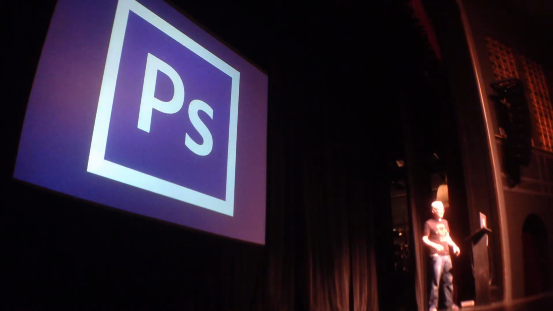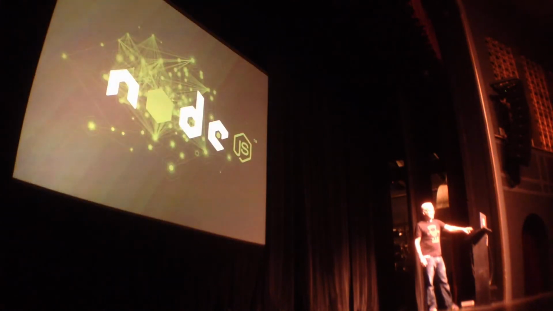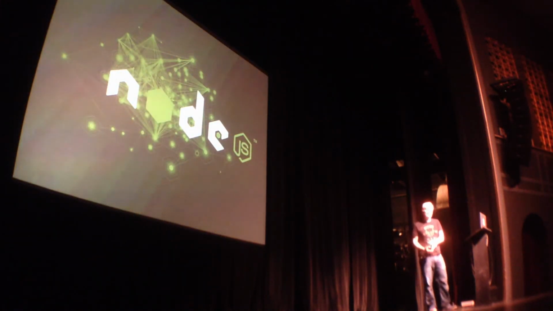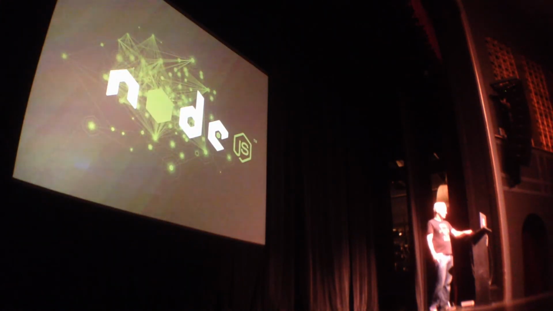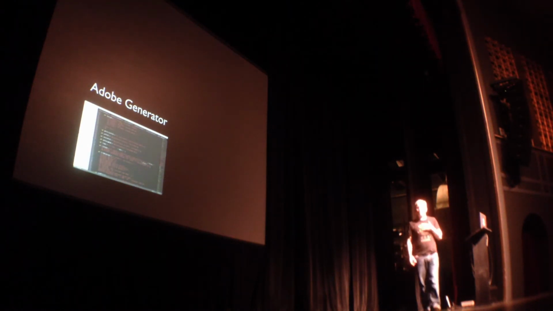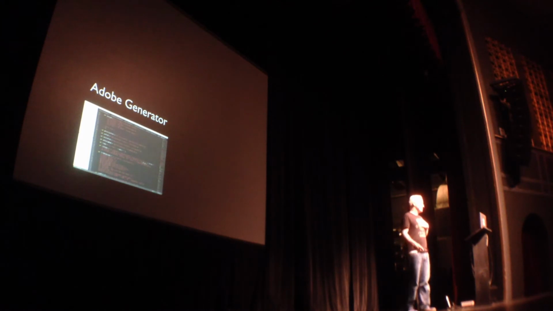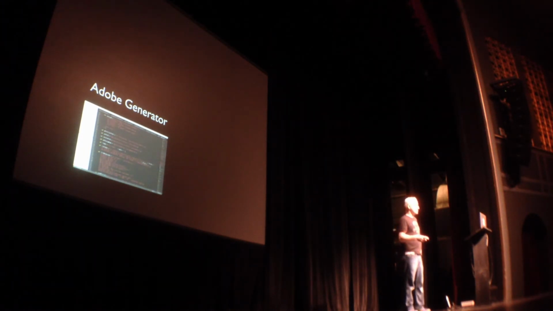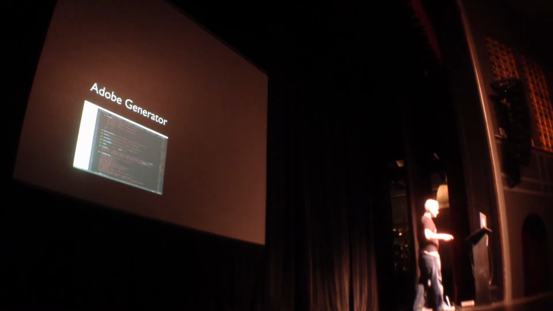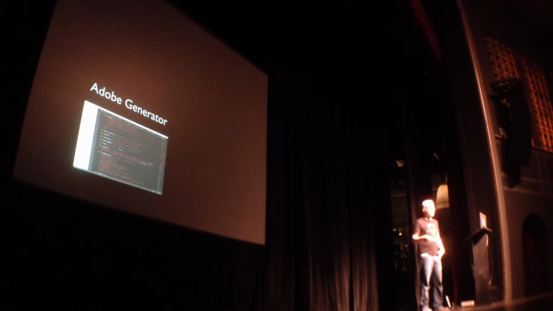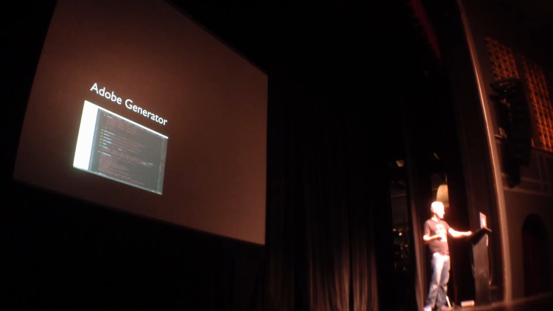I used Photoshop, and I used Node. With the 14.1 version of Photoshop, you get something called Adobe Generator. And Adobe Generator lets you automate tasks in Photoshop using Node. So you can write Photoshop plugins using JavaScript, and that's really interesting.